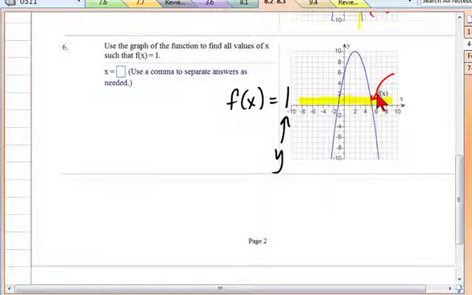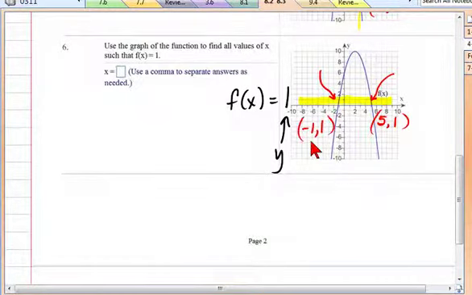Y is 1 there, and y is 1 there. Okay? For this one, the y is 1. What's the x? It is 5, 1. That's that point. What about this point? It is negative 1, 1. So there are 2 places where y is 1.